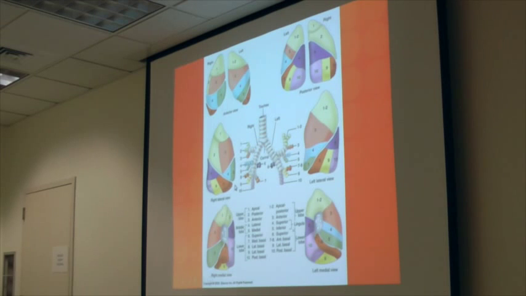On the right, do you see the same thing on the left? Yes. You see the slanting fissure? Which lobes is it between? Left upper and left lower. Very good. So between the left upper lobe and the left lower lobe, you have the oblique fissure.